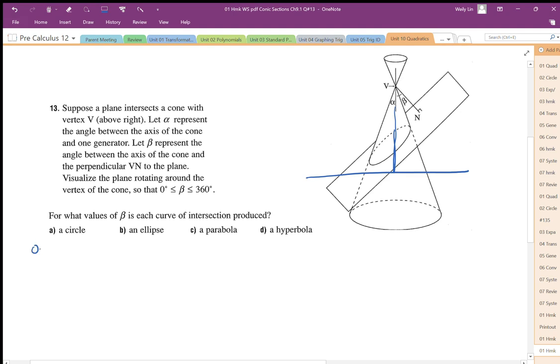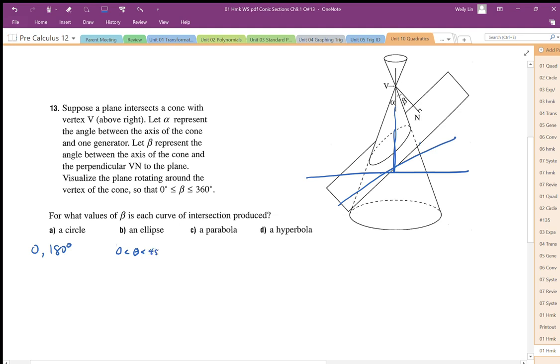So at 0 degrees and 180 degrees, we have a circle. And as we go from 0 degrees and make that angle more towards 45 degrees, from 0 to 45 degrees, it's going to be cutting through the cone. So at an angle of 30 degrees, it's going to cut through the bottom of the cone, and we're going to end up with an ellipse. So from 0 to 45 degrees, we're going to end up with an ellipse.